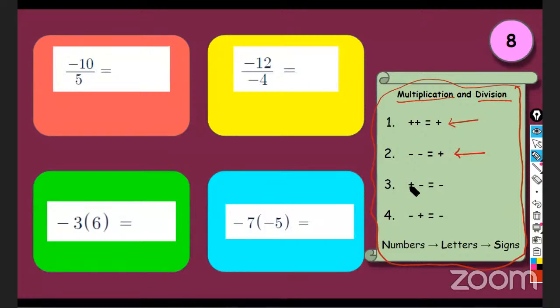Two positives, when you are multiplying or dividing, will give you back a positive. It's only when one is positive and one is negative, only when the signs are different, that you get a negative. And some of you may not know what this means: numbers, then letters, and then signs. I will explain that in a little while. But take down the rules, let me know when you are finished, and I want to work out these questions on the screen for you.